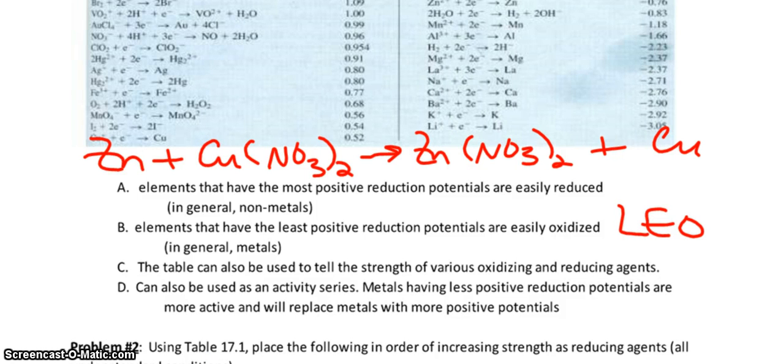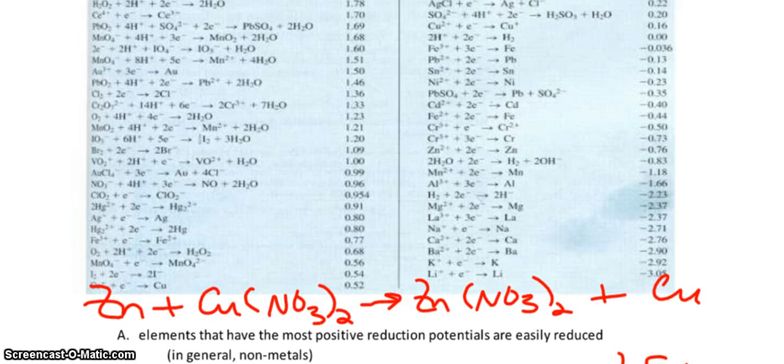Let's find out. Metals having the less positive reduction potential are more reactive. Hey, let's find zinc on this chart. Oh, hey, I found it. Did you? It is right here. And then let's find copper being reduced. It's up at the very top. I need to scroll up a little higher to circle it.